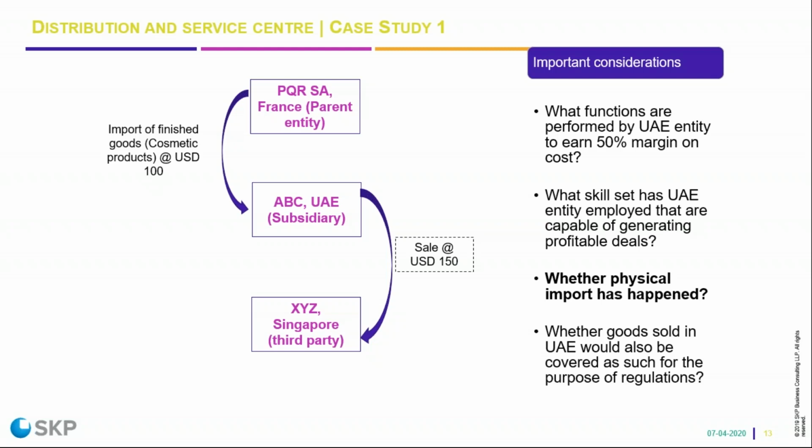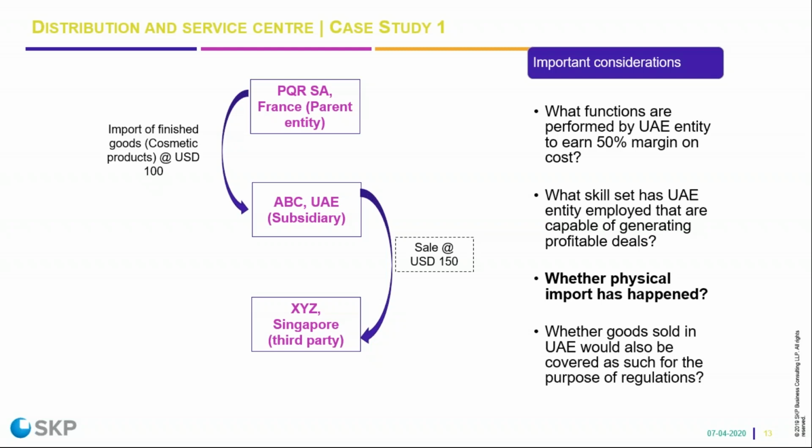Similarly, if we read the regulations in a finer manner, it also talks about whether the UAE entity has adequate employees or adequate skill set, not just the headcount, and whether those skill sets are capable of generating so much revenue. So on both parameters, not only the functions, but also whether the employees are skillful enough or capable enough of generating 50% margin, the UAE entity has to justify that it has substance and it is performing a key function from the UAE.